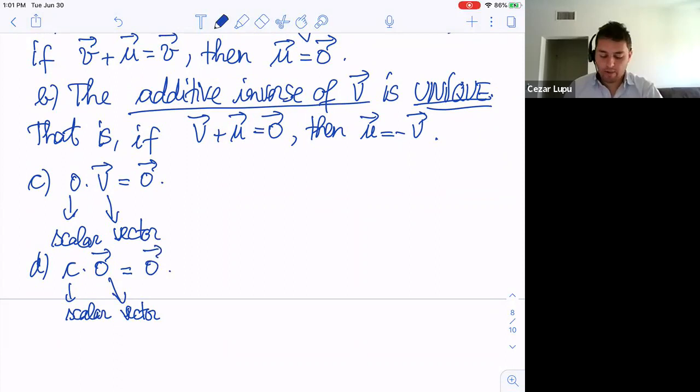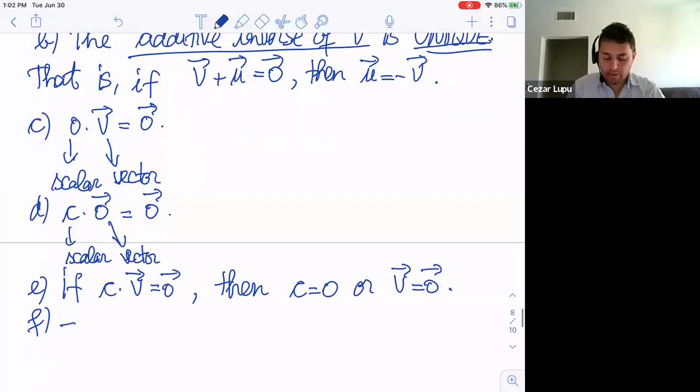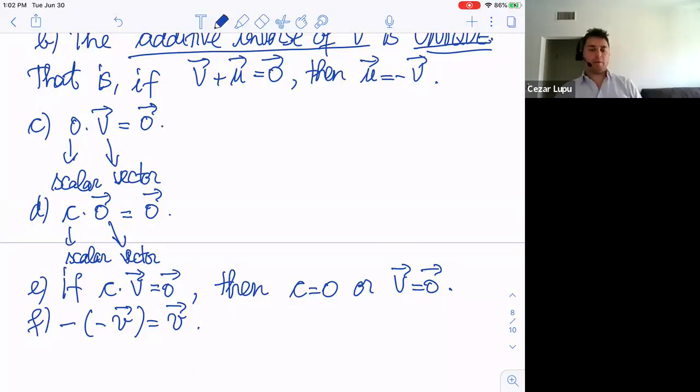Okay, and now another property is the following. If we have c times v equal to the 0 vector, then guess what will happen? Either the scalar is 0 or the vector v is the 0 vector. And also another property that we have is that negative v is the same as negative 1 times the vector v. Okay, so these are the main properties of the vectors.